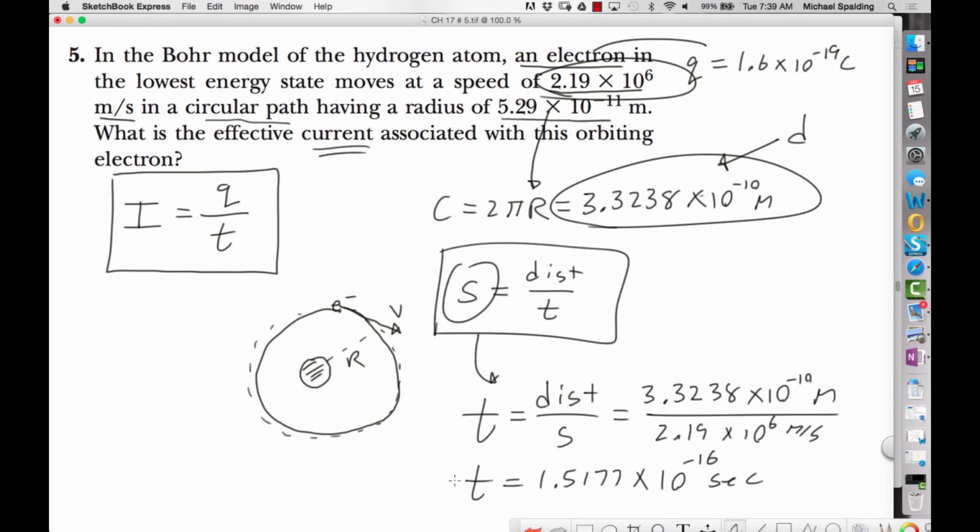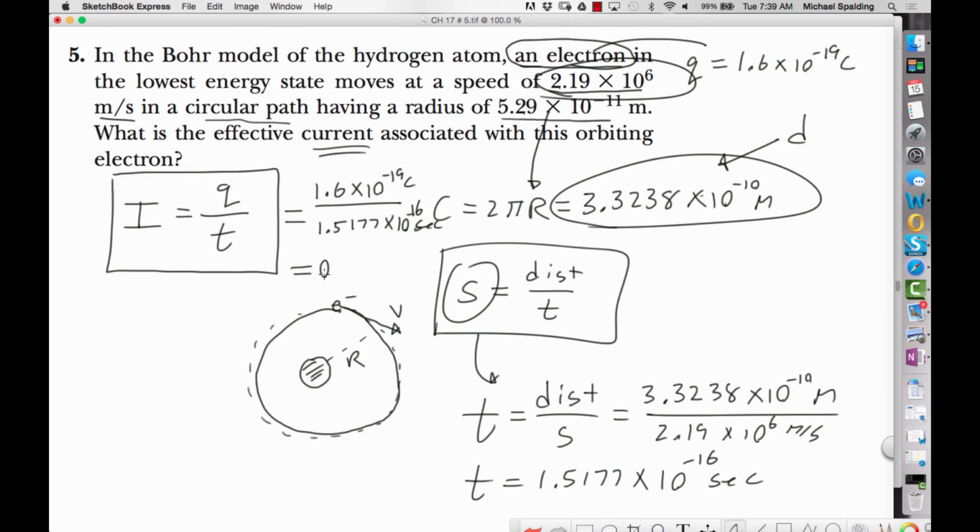All right, we now have enough information to find the current. So we go back to our definition for current. We're focusing on one electron. It says an electron. We have the charge of the electron, 1.6 times 10 to the negative 19 coulombs. And then the time is right here, 1.5177 times 10 to the negative 16 seconds.